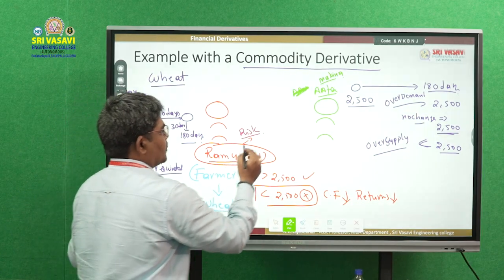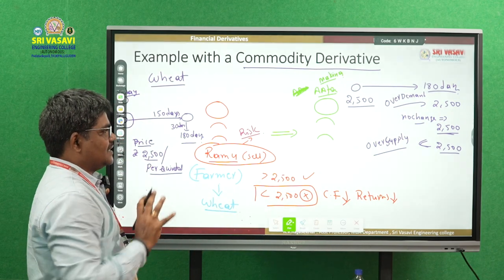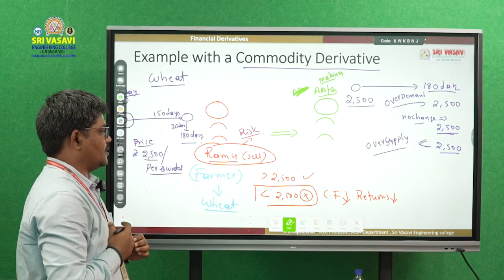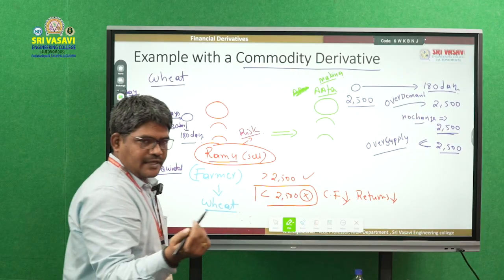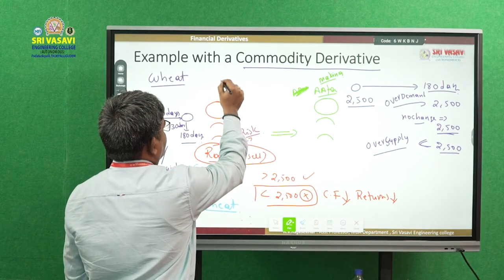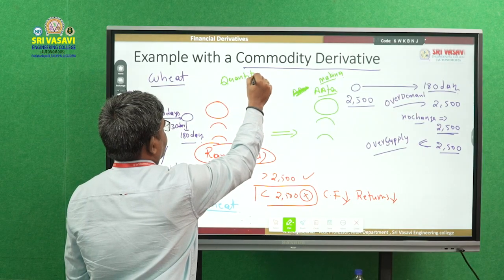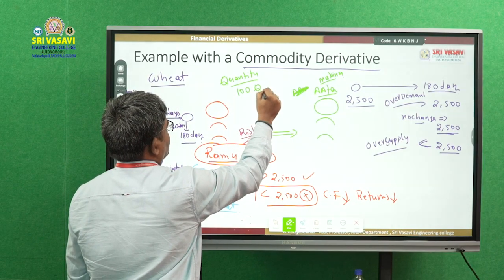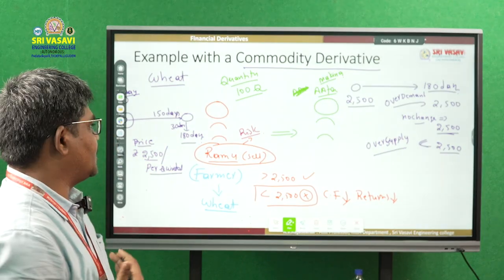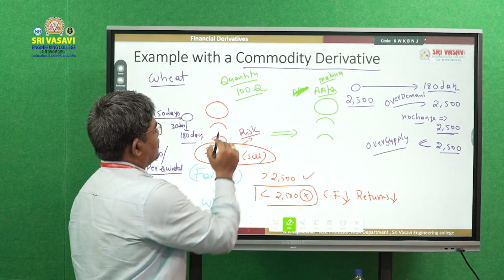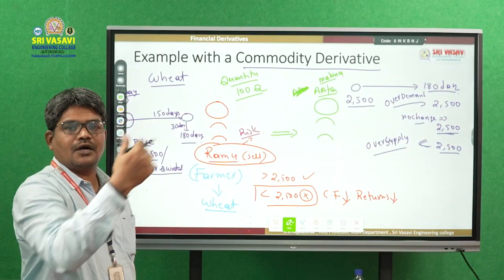Now Ramu approached an atta making company. What exactly is the conversation between Ramu and the atta making factory? Ramu is going to sell a certain quantity. What may be the quantity? Let us take a quantity. Assume 100 Q, meaning 100 quintals. Ramu is ready to sell 100 quintals after 180 days, and someone is ready to buy 100 quintals after 180 days.